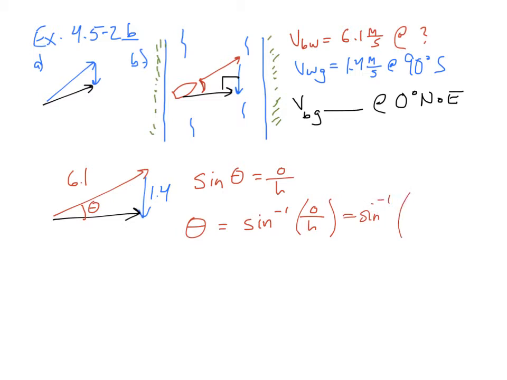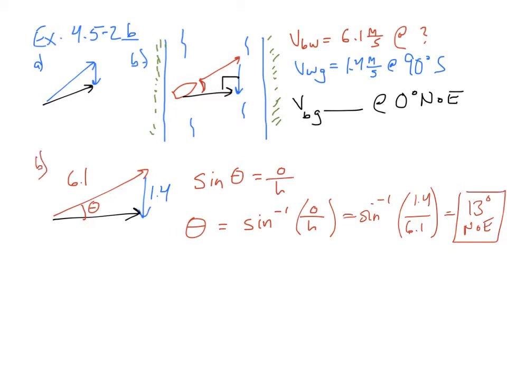Inverse sine of what over what? Well, the opposite is 1.4 and the hypotenuse is 6.1. What angle do we have right there? 1.4 over 6.1. 13 degrees. All right. What is that north of east, right? That's going to be our answer for part B.